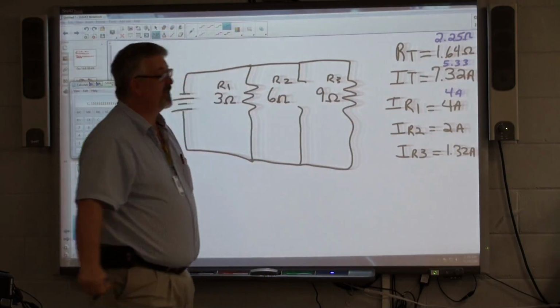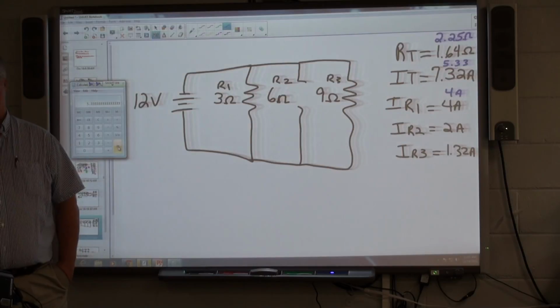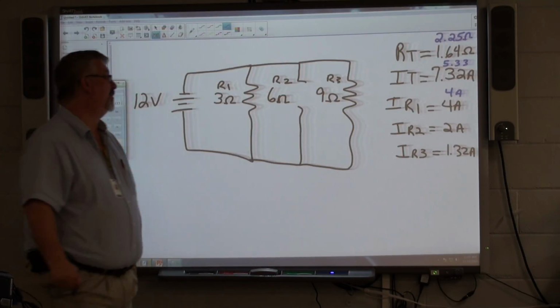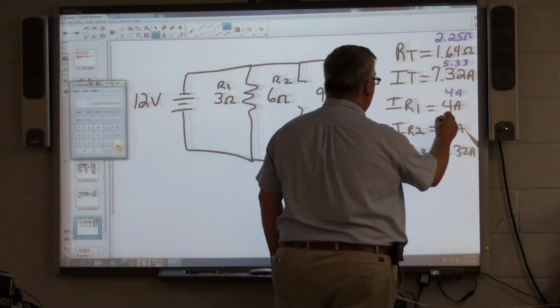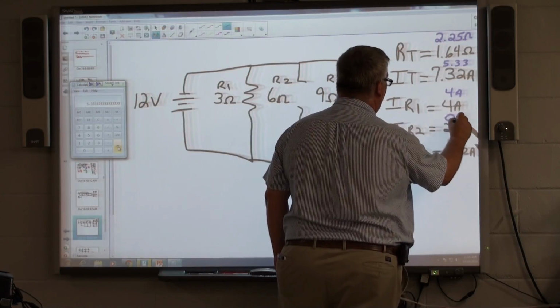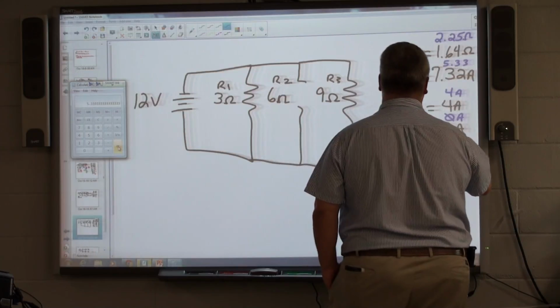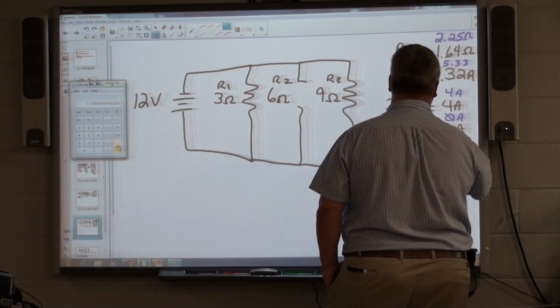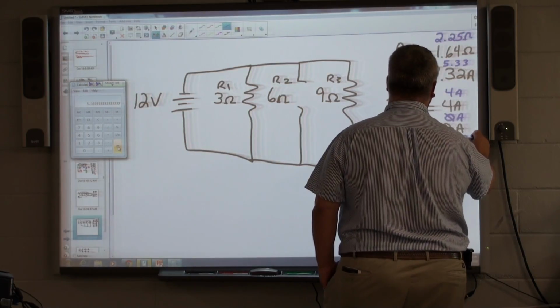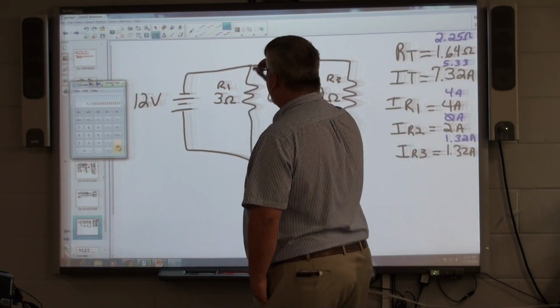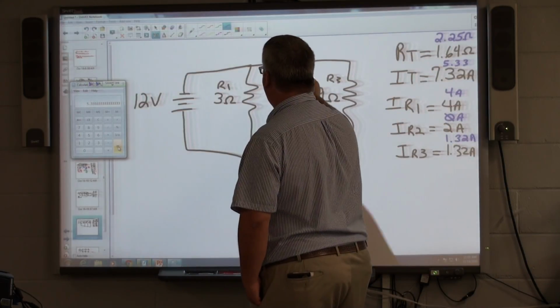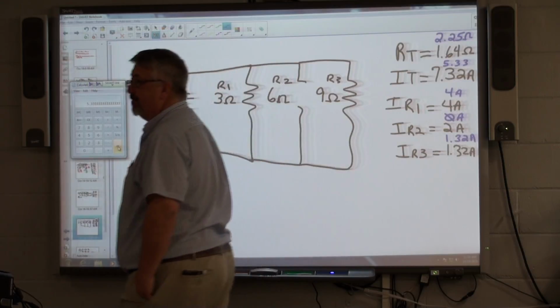What is the I of R2? 0. That circuit is broken. It's no longer drawing any current. And what is the I of R3? Same. We still have the same voltage. We still have the same resistance. So current is going to be the same except for the branch that opened up.